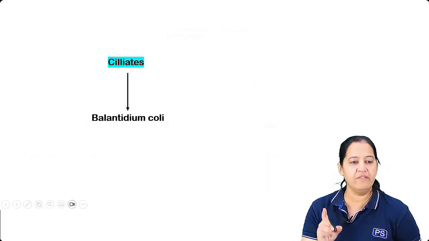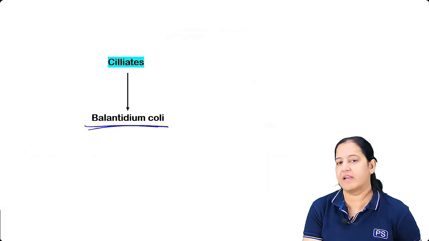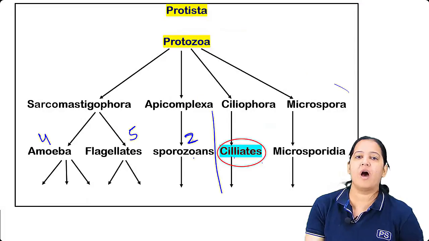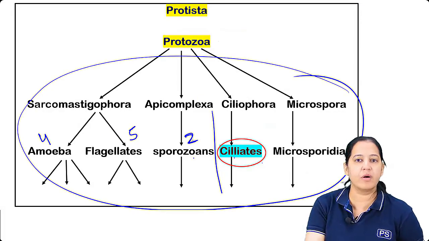Ciliates में we have only one organism, Balantidium coli. Just learn, I will not teach you that. Just learn. यहाँ पे दो ही क्वेश्चन आते हैं. Number 1, these all are protozoa. What are protozoa, by the way?